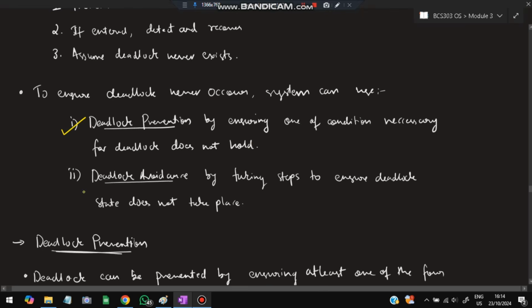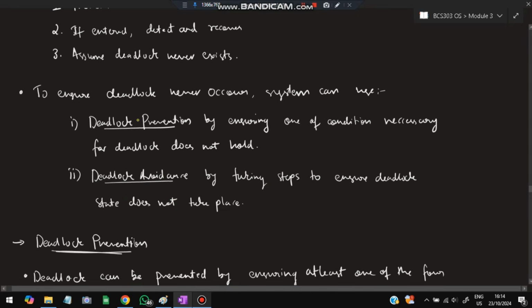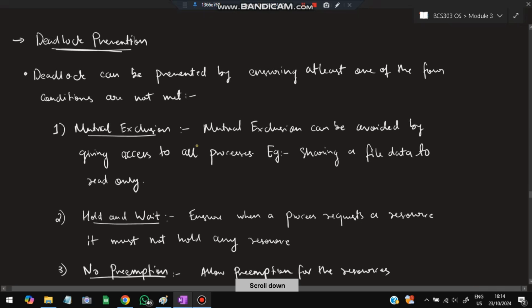Okay, and second is deadlock avoidance, by taking steps to ensure that a deadlock state does not take place. We are ensuring beforehand that a deadlock state should not take place, so that deadlock will be avoided. Now let's discuss the algorithms present in deadlock prevention. Deadlock can be prevented by ensuring at least one of the four conditions is not met. So if you want to ensure mutual exclusion is not met, you have to give all the processes the chance to use the resource R, right?